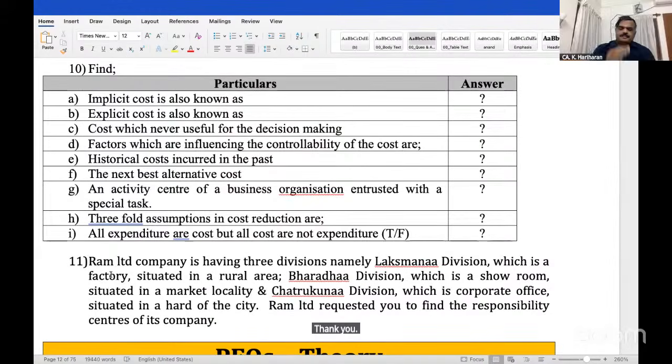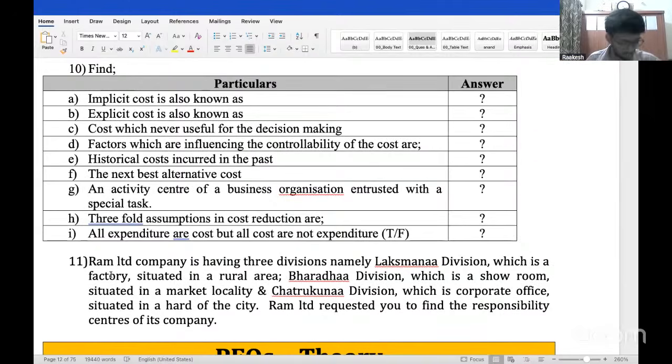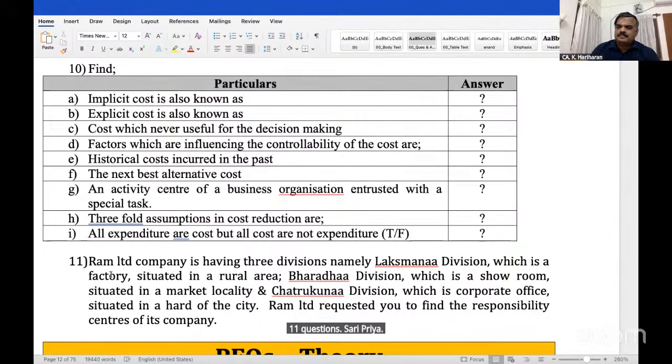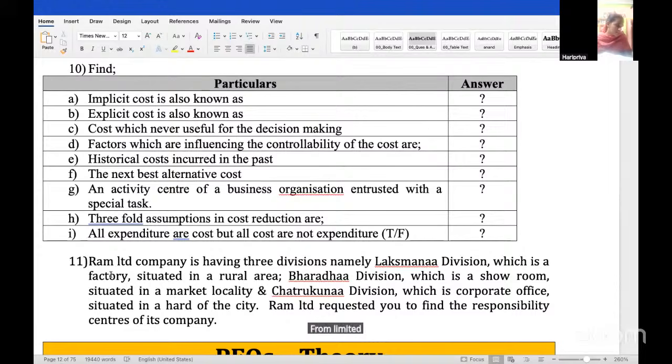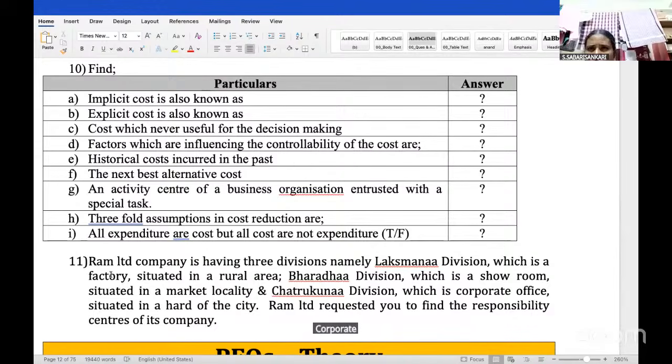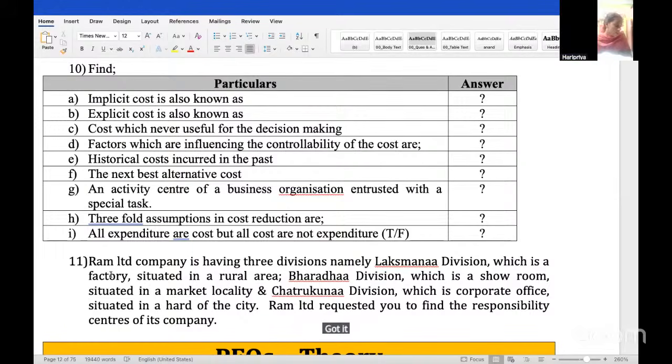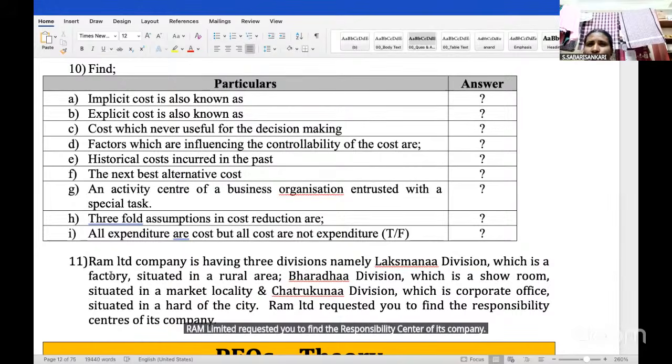11th question. Okay, sir. RAM Limited Company is having 3 divisions, namely Lakshmana Division, which is a factory situated in a rural area, Bharata Division, which is a showroom situated in a market locality, and Shatruguna Division, which is a corporate office situated in the heart of the city. RAM Limited requested you to find the responsibility center of its company.